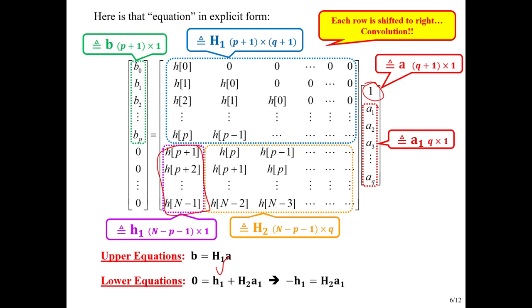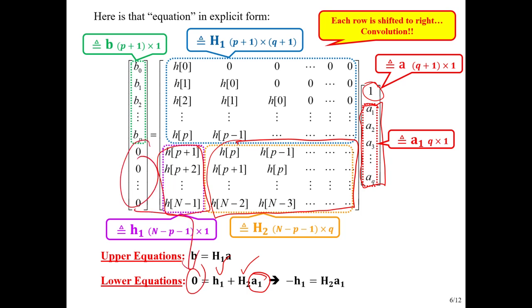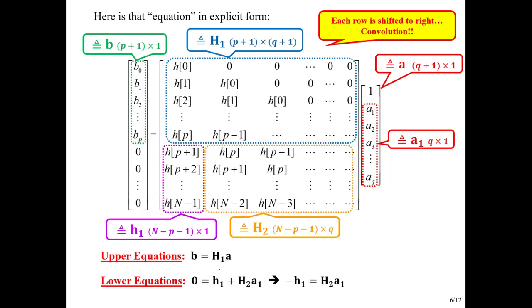And then if we define this to be a sub 1, it's multiplying just this part. So we'll call that h sub 2, gets multiplied into a1. And then those two things add to give 0. So there's the 0 that comes there. Now we're just going to swing this over to the other side. So now I get minus h1 is equal to this.